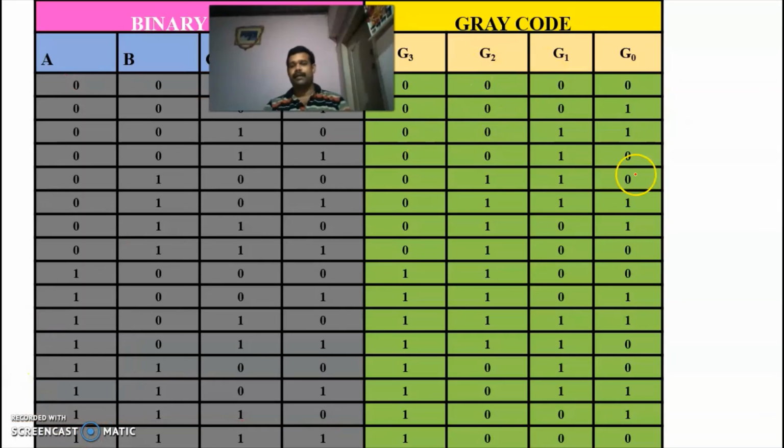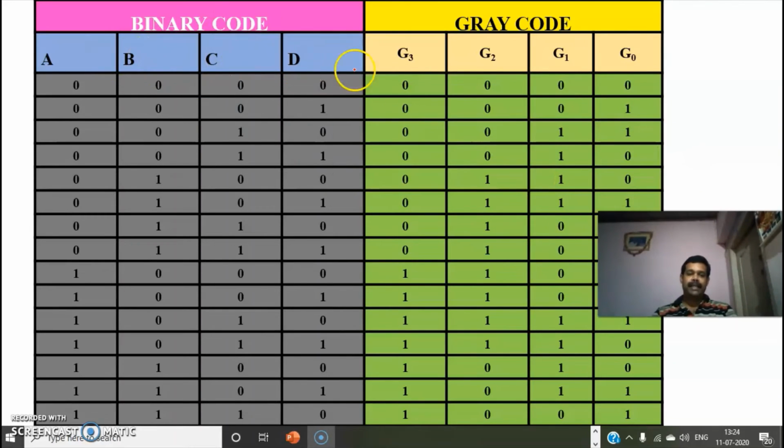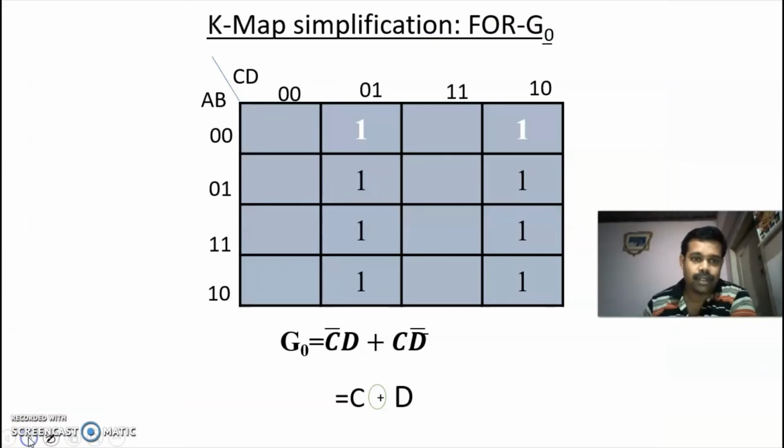Now you have got the gray code, and we have written the binary input and the gray code output. Here we are having 4 inputs A, B, C, D, and 4 outputs G3, G2, G1, and G0. The inputs indicate how many variables the map has, and the outputs represent how many maps we have to draw. Since we are having 4 outputs, we have to draw 4 variable K maps. So this is a map for G0.